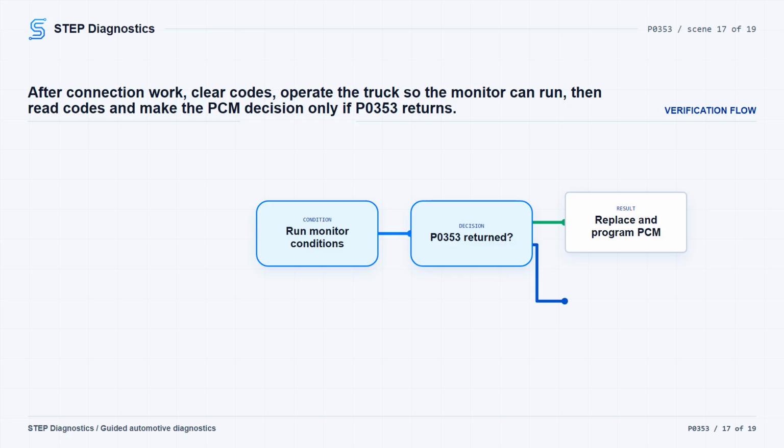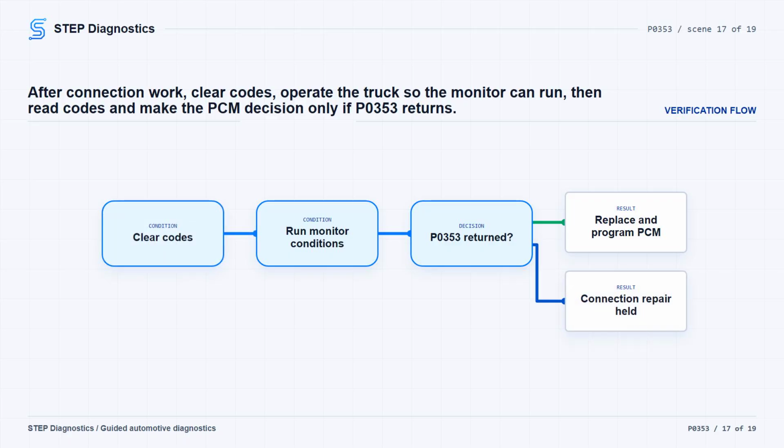Repair anything you find, then reconnect everything fully seated with the locks engaged. Clear the codes, operate the vehicle under the conditions that run and set the monitor, and read the codes again. If P0353 returns at that point, replace and program the PCM, then verify the repair. If it does not return, the wiring or poor connection problem has been repaired.